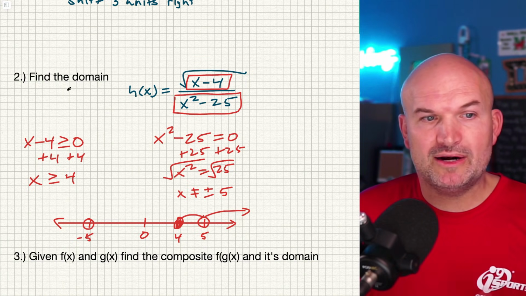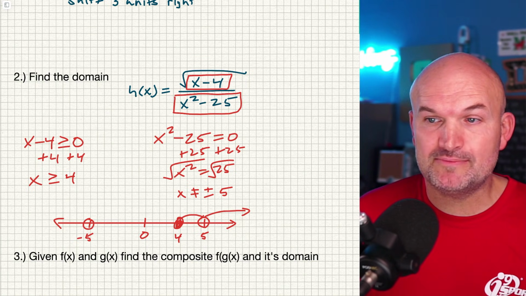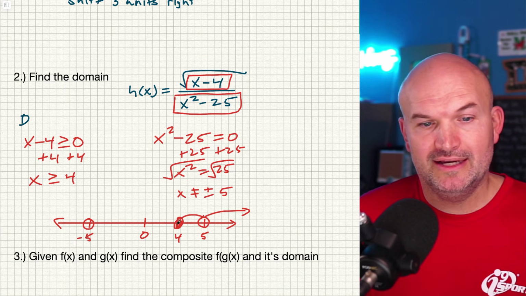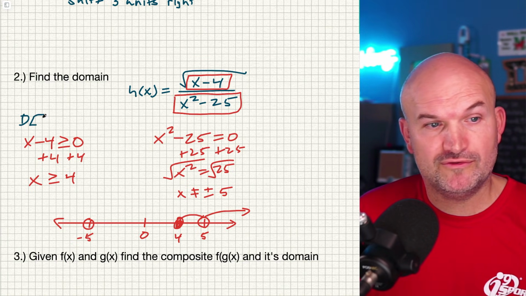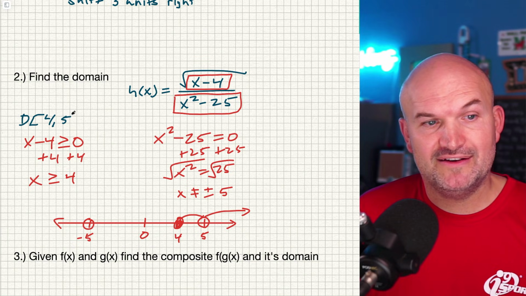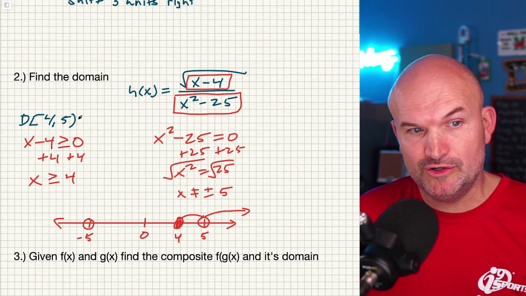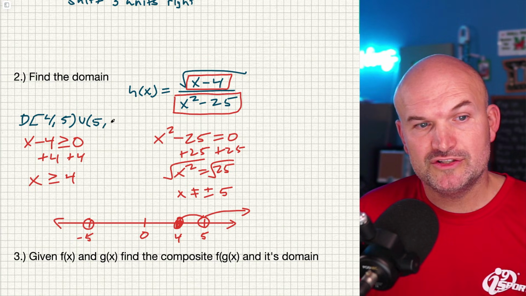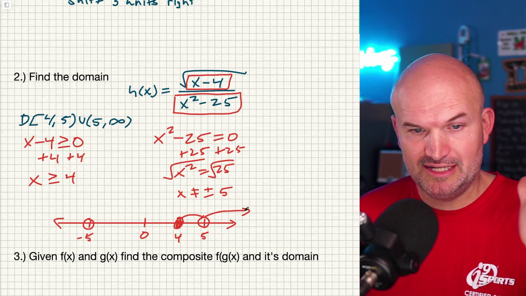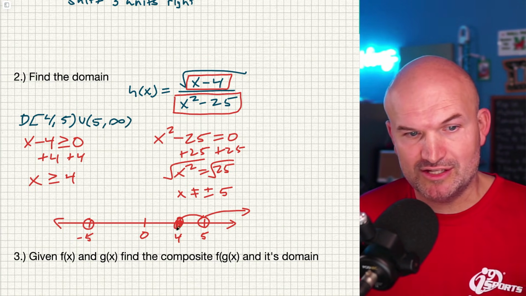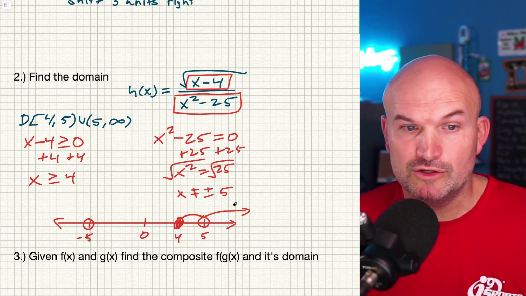So if I want to write my domain for this problem, I'm going to say the domain is going to include 4. So we're going to go from 4 to 5, but then I'm going to skip over 5. That's why I use the parenthesis, because it's not included. Union 5 to infinity, because this continues to go. None of these values over here are going to be included in your domain.